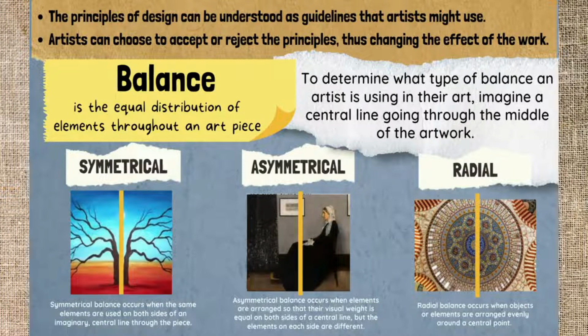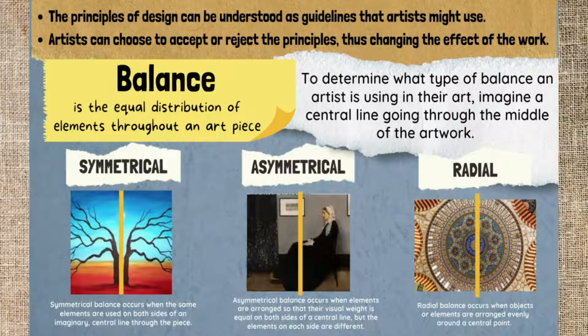So in balance in artwork, we usually draw an imaginary line that either goes vertical or horizontal through a piece of artwork down the center. And then we look at each side of that imaginary line. And there are three types of balance that we can observe in art. So first we have symmetrical balance. That's that left-hand side here.